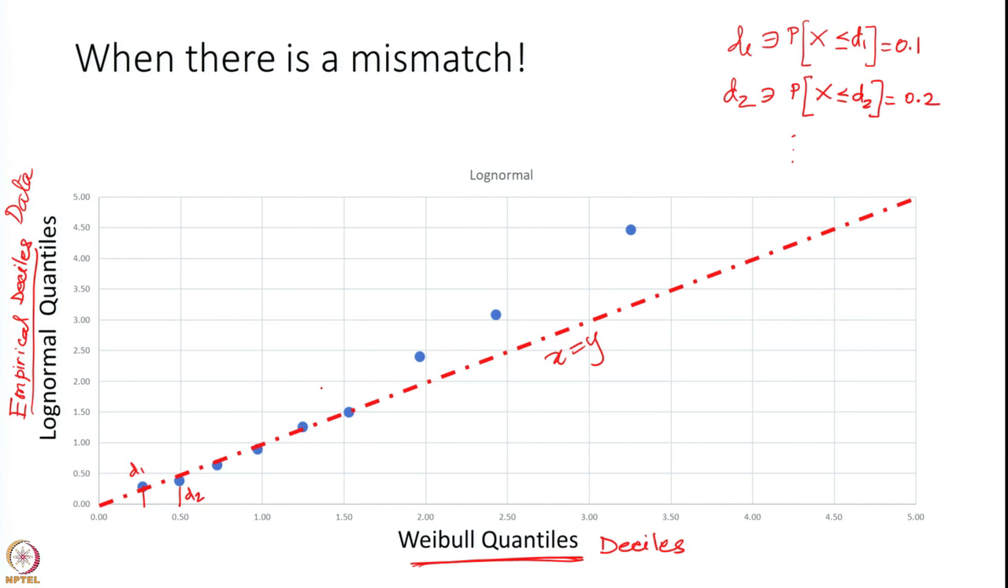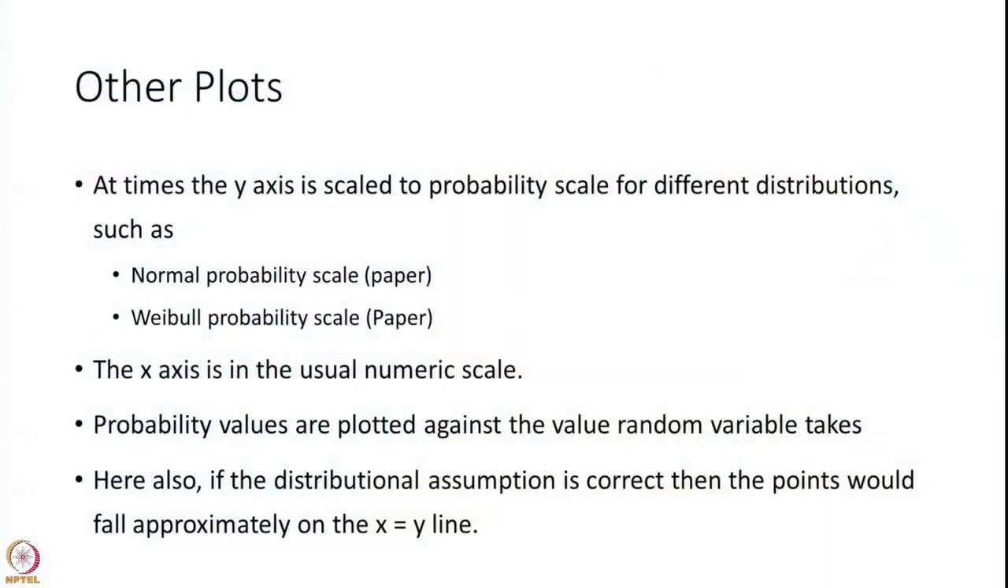The interesting part here is that in the previous case we were matching probability with probability, here we are matching the data value with the data value. So, this is something strikingly different in this case. There are other plots, same plots are made in a different way. For example, instead of considering your x-axis as the actual quantiles or actual CDF and y-axis also as CDF, you take x-axis as the data values. So, x-axis becomes the data values. And y-axis is taken as a theoretical probability scale.